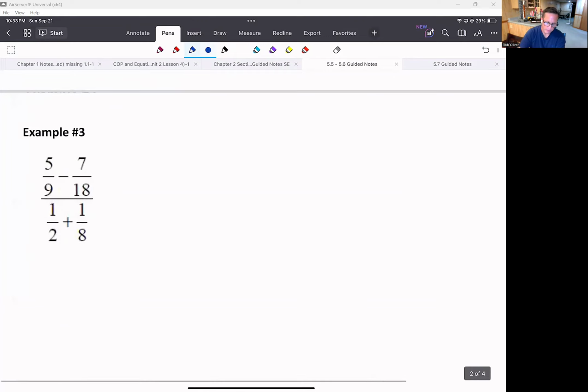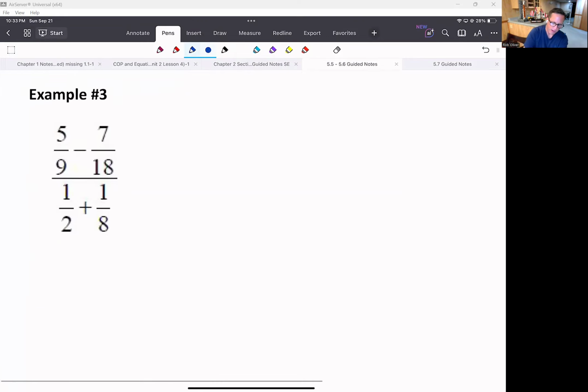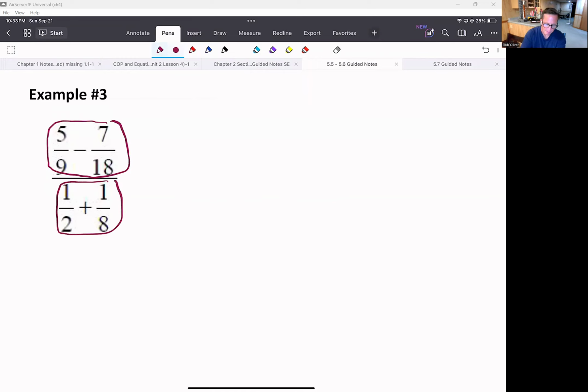Okay, so like on this one right here. All right, so we got a lot going on in this one. In the numerator here, we have a whole fraction problem. And in the denominator, we have a fraction problem. So we just better solve those separately.